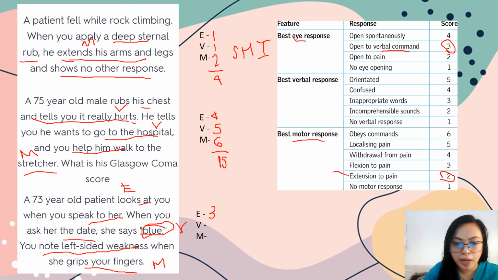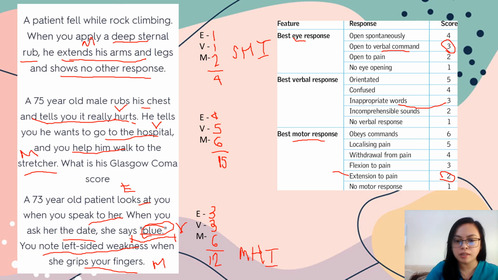Then you are asking the patient a question and she answers out of context. It's not related to your question. Then this will automatically score 3. And the motor response is she obeys your command, 6. Even though she is weak, she still obeys your command, so she still has a score of 6. So the total then is 12. So the patient has a moderate head injury.